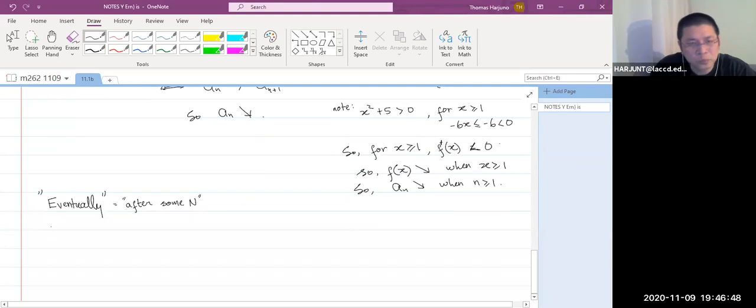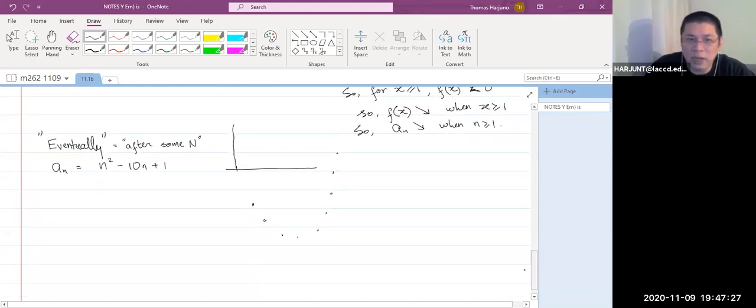Let's say, for example, a sub n equals n squared minus 10n plus 1. If you take a look at this sequence, when n equals 1, that will be -8. And you will see it's actually going down, but eventually it goes up, right? Okay. Now, you cannot say that this sequence is decreasing or increasing. No. This sequence is not increasing.